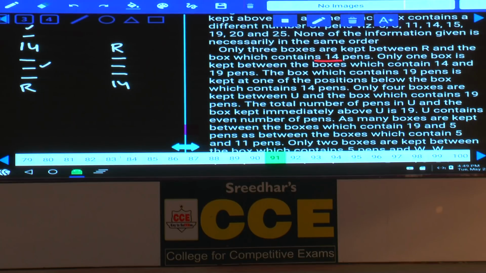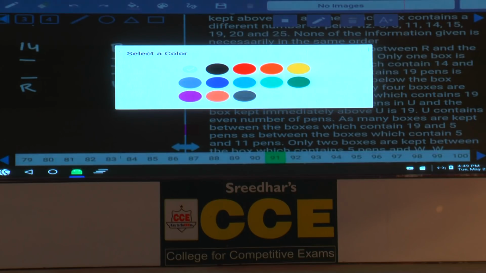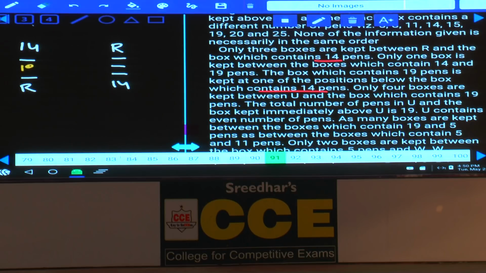Then only 1 box is kept between 14 and 19. The box which contains 19 is at one of the positions below 14, hence above is not possible here. Now tell me the position of this 19. 19 must be at this place, because 19 is below this 14. Here again 19 must be at this place. In the second case, 3, 4, 5, 6, 7 were there. In the first case we have only 5 boxes as of now.